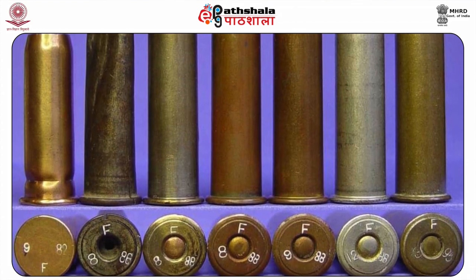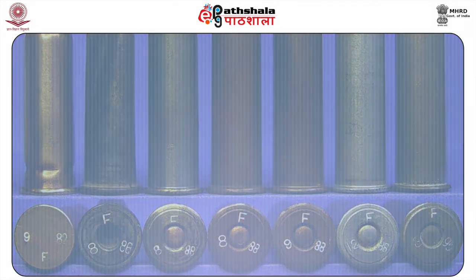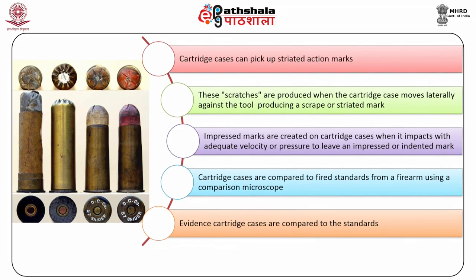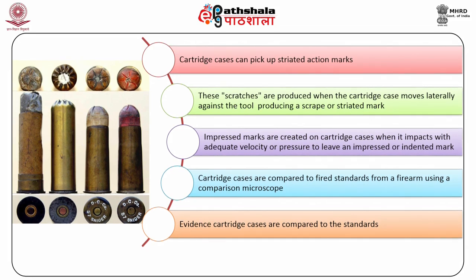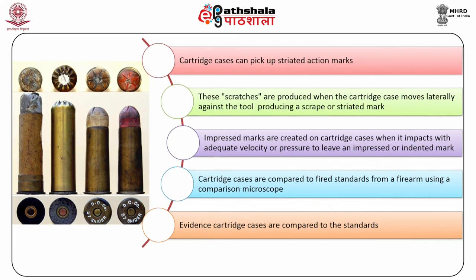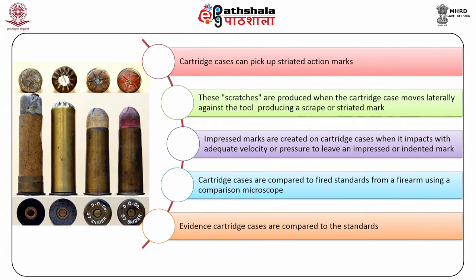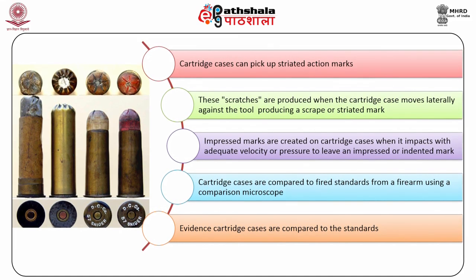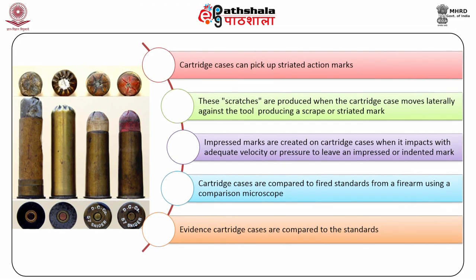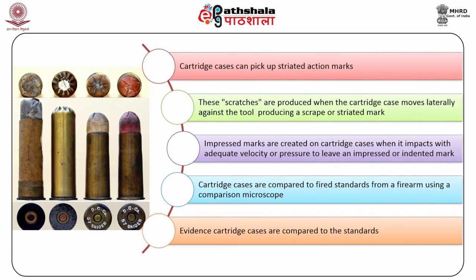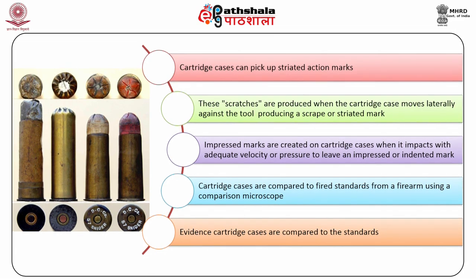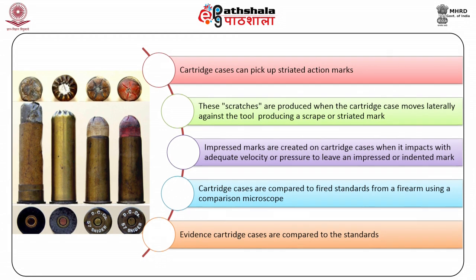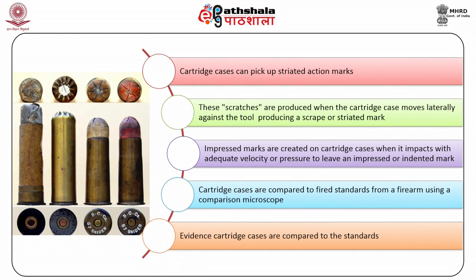Any surface of a cartridge case that meets the inner workings of a firearm may be marked. Tool marks produced on cartridge cases will be in two basic forms. As with the microscopic striations found on bullets, cartridge cases can pick up striated action marks. These scratches are produced when the cartridge case moves laterally against the tool, the inner surface of the firearm, producing a scrape or striated mark. The other form of marks that can be left on a cartridge case are impressed action marks. Impressed marks are created on cartridge cases when they impact the tool, again the firearm, with adequate velocity or pressure to leave an impressed or indented mark.